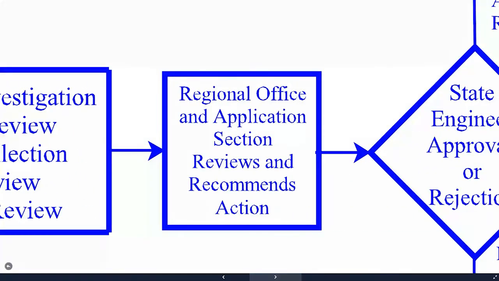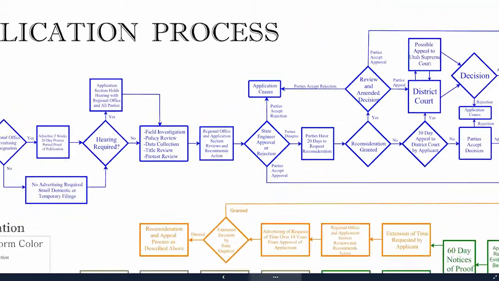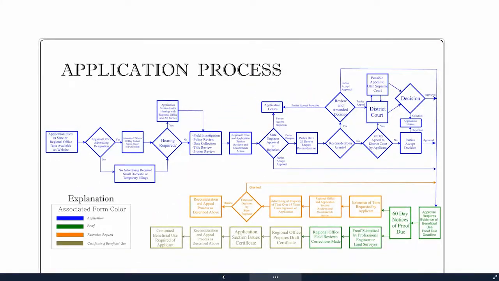Based on the regional engineer's findings, a recommendation is prepared and reviewed with the application and record section. A final draft decision is then prepared for review of the state engineer. The state engineer then reviews the decision, consults with the regional engineer and assistant state engineer. The state engineer will then render a decision to approve with conditions, or reject the application. The decision of the state engineer is served on all parties to the action.